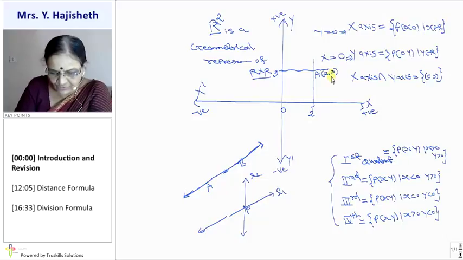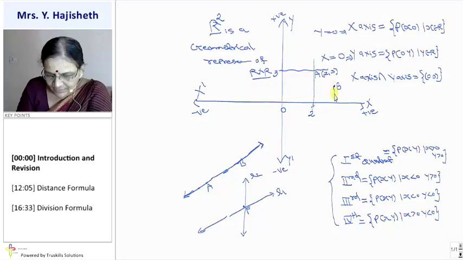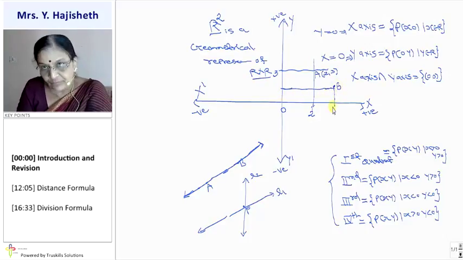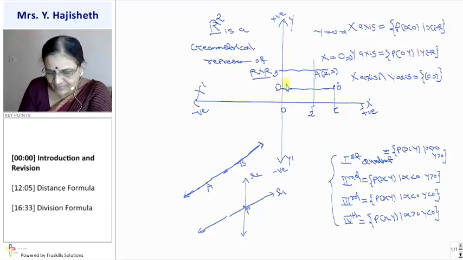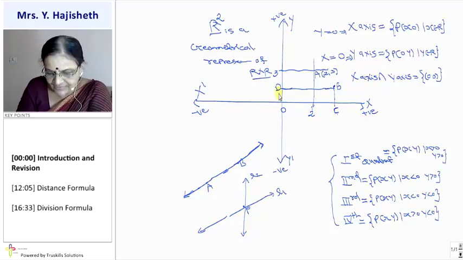Suppose any point is given to you, B, and you want to find out the coordinates of that point B. Then you have to draw lines perpendicular from B to the x-axis and the y-axis. The perpendicular from B meets the x-axis at, suppose, C and the y-axis at, suppose, D. Suppose C corresponds to x is 3 and D corresponds to y is 2. Then what are the coordinates of B? (3, 2). This is, suppose, 3 and this is, suppose, 2.